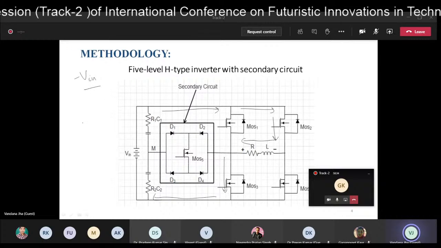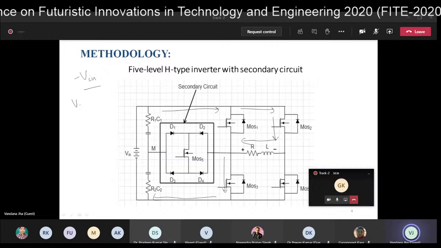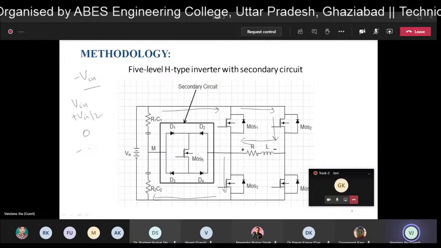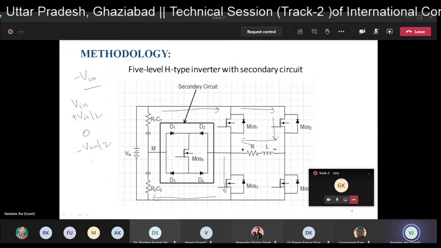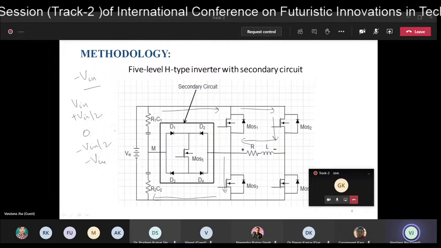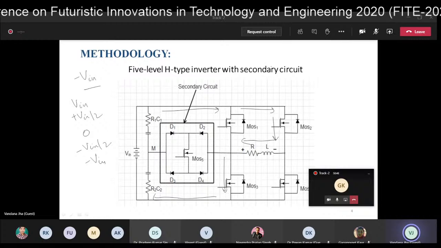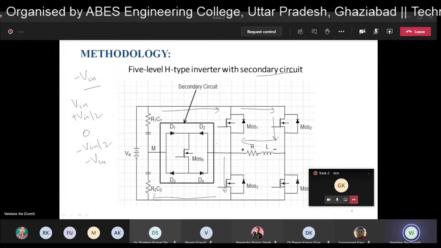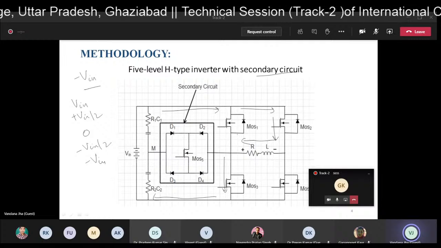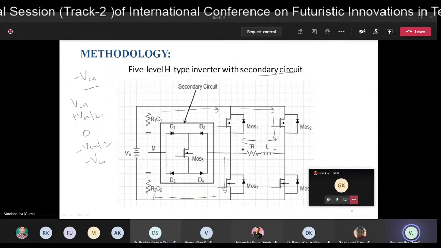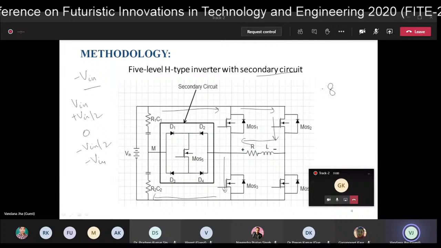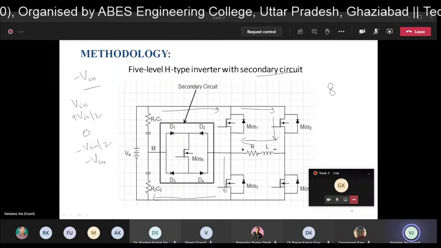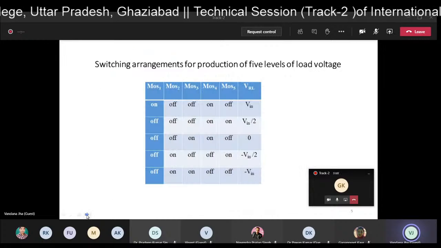So the 5 levels of voltage, V in, plus V in by 2, 0, minus V in by 2 and minus V in, are obtained from the 5-level H-type inverter with secondary circuit. Also, with the secondary circuit, only 5 MOSFETs are required, whereas in the conventional H-bridge circuit, 8 MOSFETs are required. So there is a drastic reduction in the number of MOSFET switches. This is the methodology.